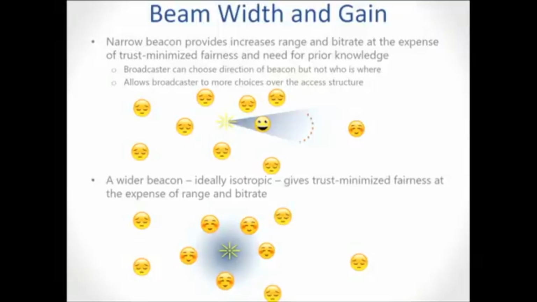And so, unfortunately, this is another place where we're trading off security for performance, insofar as the guy at the top there, the big smiling guy, is getting a very high bit rate. He's very close to a narrow beam broadcast. The still somewhat happy person is in the array, but getting less of a bit rate. But the other people are left out. And in fact, the broadcaster, by controlling the direction of this beam, can decide who gets the benefit of it and who doesn't. The bottom shows an isotropic broadcast where everybody within range gets to participate, but they're not necessarily going to get a high bit rate.